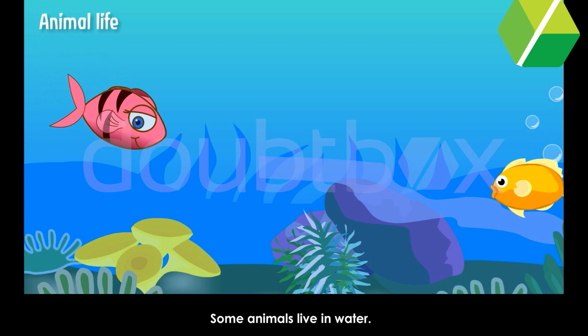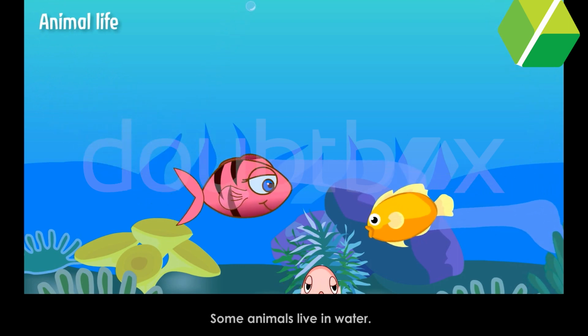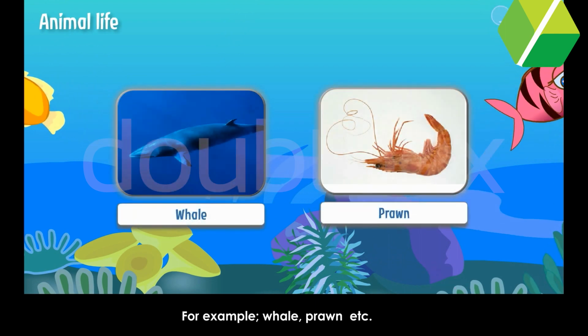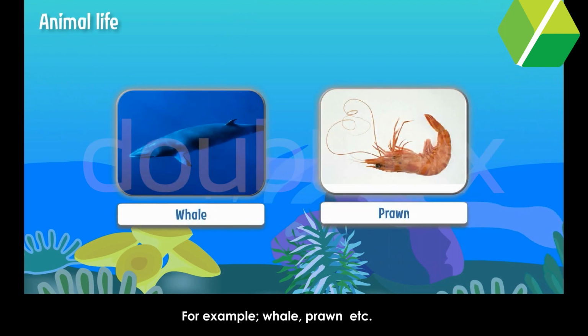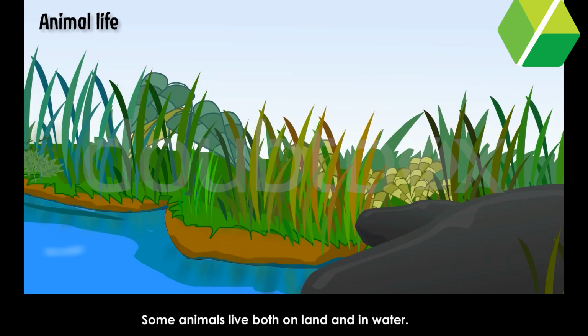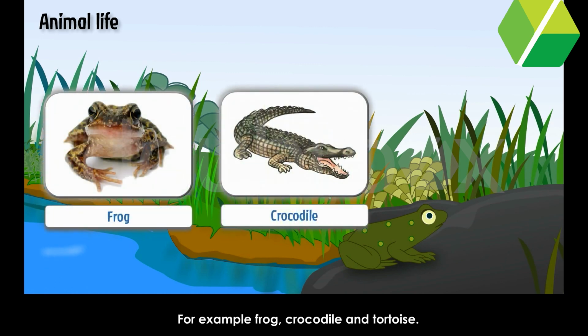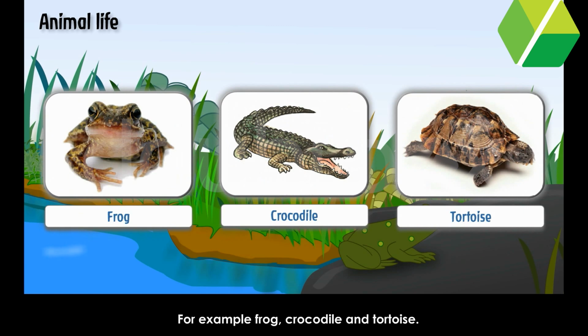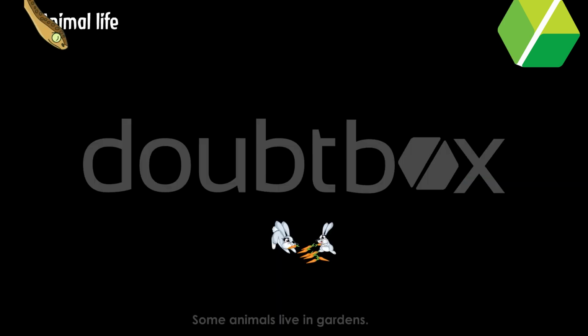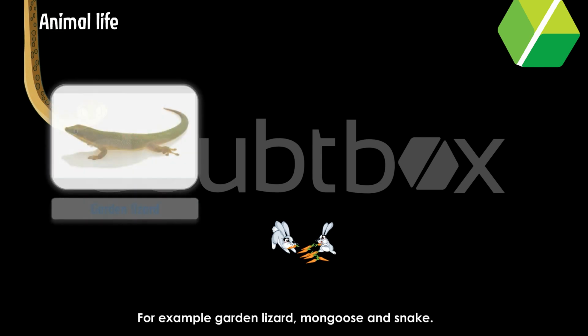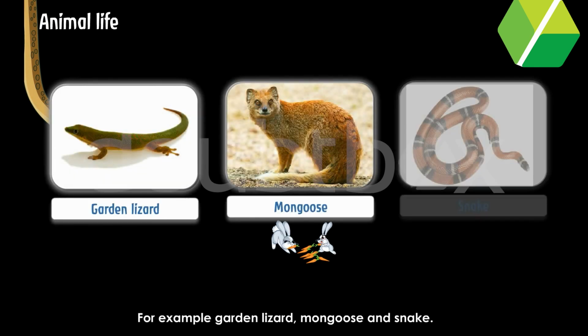Some animals live in water. For example, fish, whale, prawn, etc. Some animals live both on land and in water. For example, frog, crocodile, and tortoise. Some animals live in gardens. For example, garden lizard, mongoose, and snake.